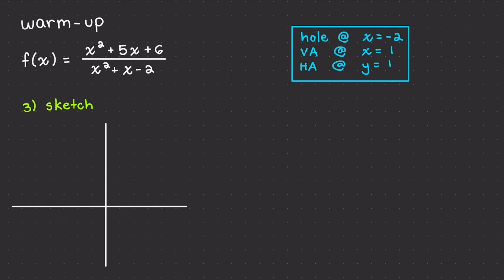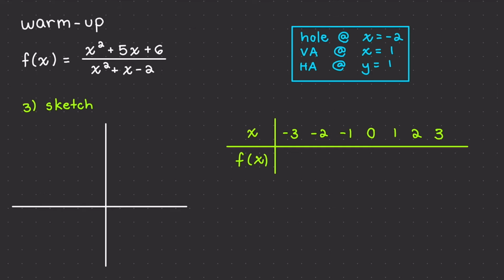For the final part of the warm-up, we need to make a sketch of the function. In blue, there is a recall box with crucial components that the sketch must include. To create a sketch, we'll be making a table of values and then plugging in x values. Now you can utilize the calculator and plug in the values. It's important to note that at x equals negative 2 and at x equals 1, there will be either an error message or it'll say undefined because there is a hole and a vertical asymptote there.